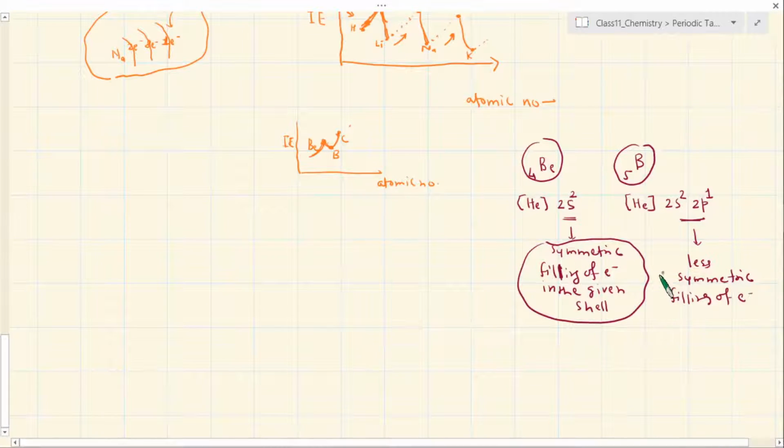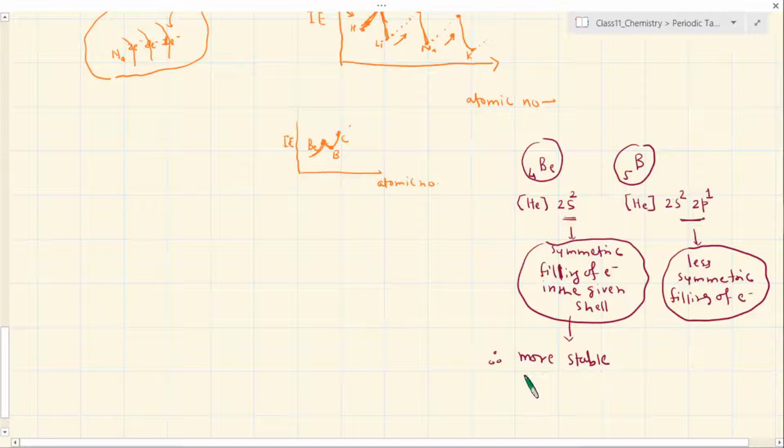Okay, so this is one reason with which you can answer the question. Tell me now, which is more stable then? This is the more stable electronic configuration. Therefore, more stable electronic configuration.